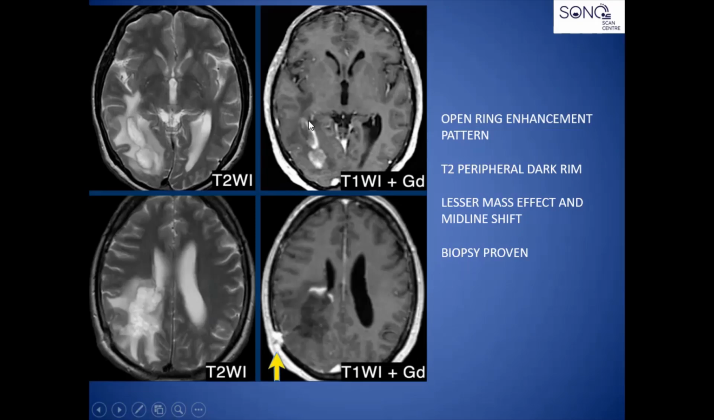This open ring sign we see mostly in demyelination. In an abscess, it will be a thick-walled or thin-walled enhancement. In gliomas, depending on the glioma, the enhancement pattern may vary, either poor enhancement, peripheral enhancement or butterfly type of enhancement, whatever it may be. So this open ring enhancement we see in tumefactive demyelination. This is the post-contrast image, and on T2 such a huge lesion with vasogenic edema, but there is no midline shift or mass effect. This is how we narrow down the differential diagnosis to tumefactive demyelination.